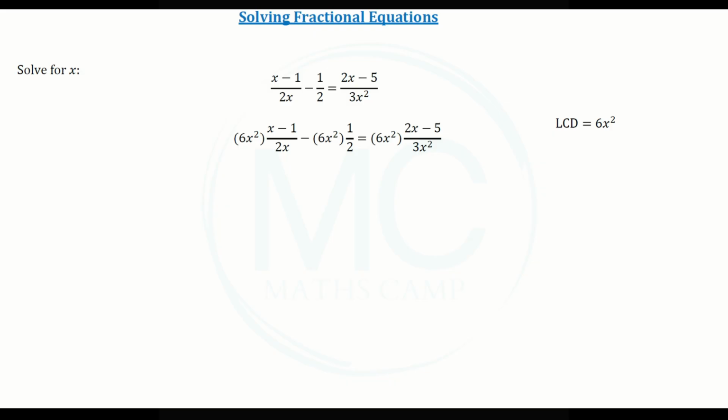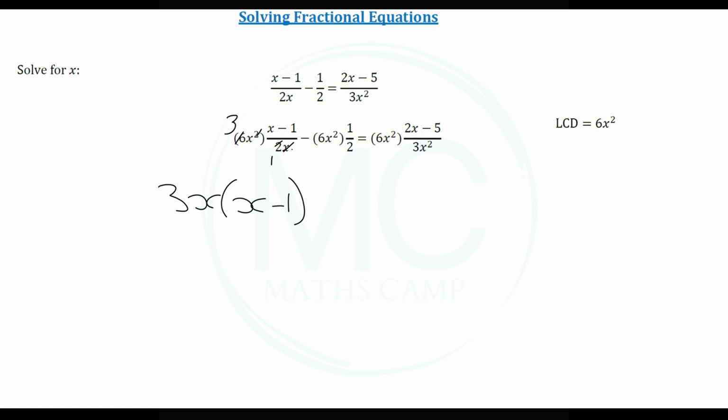And now we can cancel. We have an x here, so the exponent will cancel out. 2 divided by 2 is 1. 6 divided by 2 is 3. And we're left with 3x multiplied by x minus 1.